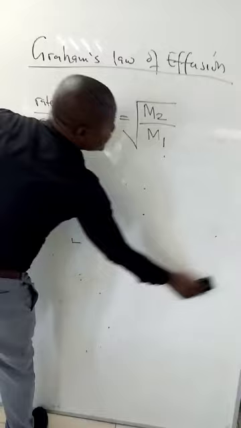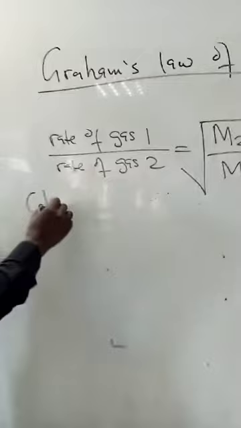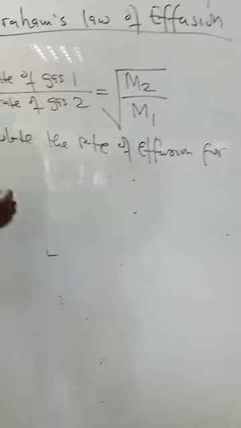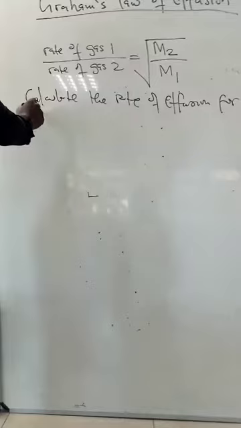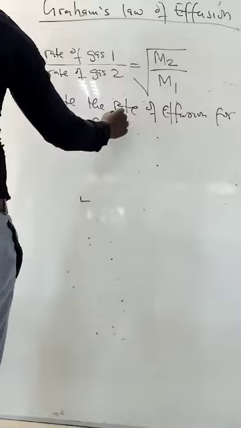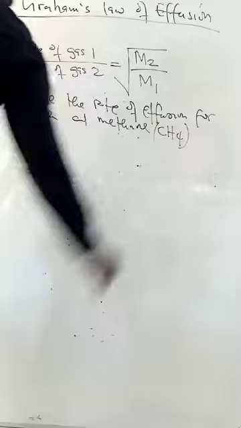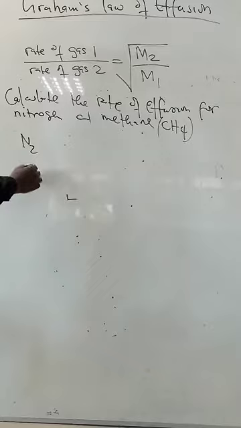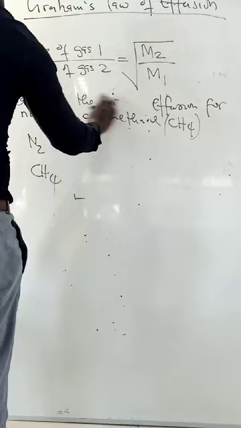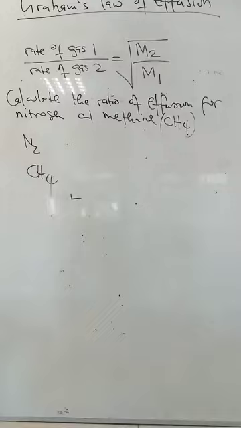Example, calculate the rate of effusion for nitrogen and methane. Okay, we know that methane is CH4. So in this case, we have nitrogen and methane gas. So we say calculate the ratio of the diffusion for this nitrogen and methane.